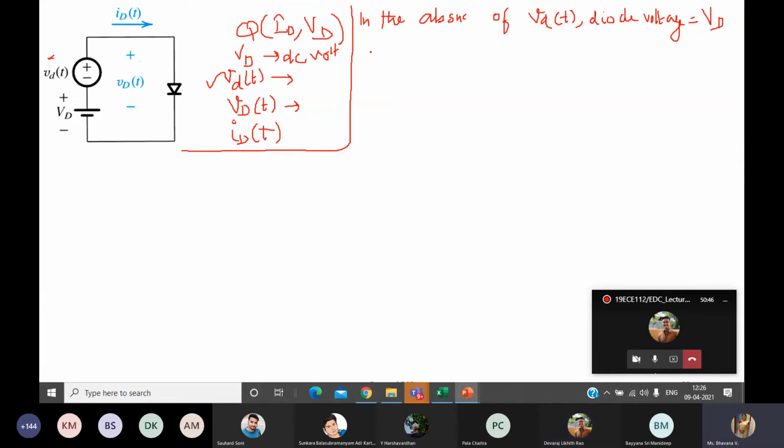And diode current will be capital ID, right? Which is equal to small IS, e power capital VD by nVT. Yes or no? Yes, ma'am. Notation matters. So this is the diode voltage and diode current in the absence of AC signal.